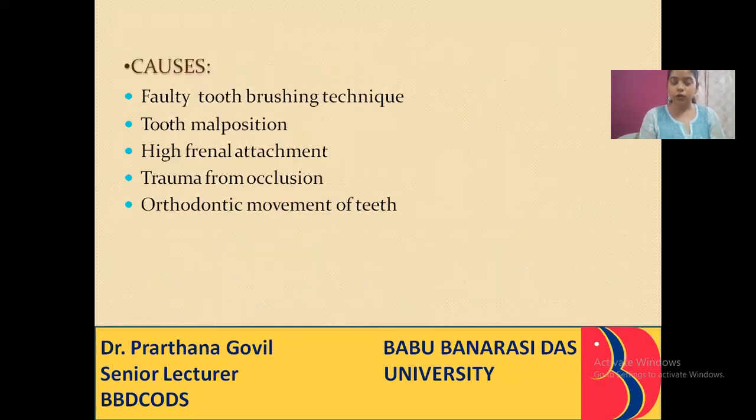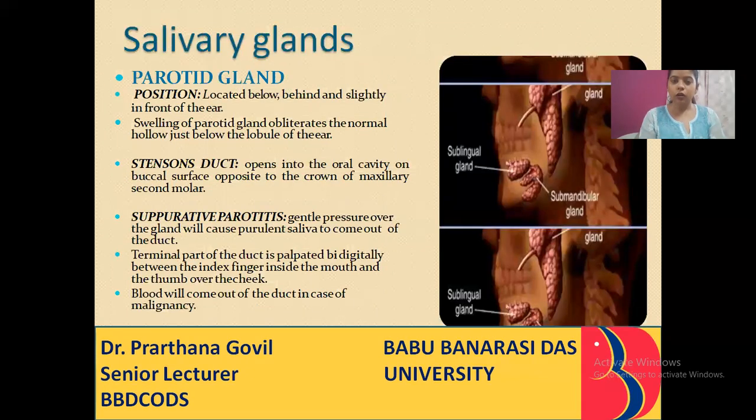Now, what are the causes of gingival recession? It can be faulty tooth brushing technique, tooth malposition, high frenal attachment, trauma from occlusion, or orthodontic movement of the teeth. Talking about the salivary glands, you need to check the parotid glands. The position is below, behind, and slightly in front of the ear. Swelling of the parotid gland obliterates the normal hollow just below the lobule of the ear. The duct of the gland opens into the oral cavity on the buccal surface opposite the crown of the maxillary second molar. If it is suppurative parotitis, gentle pressure on the gland will cause purulent saliva to come out of the duct.